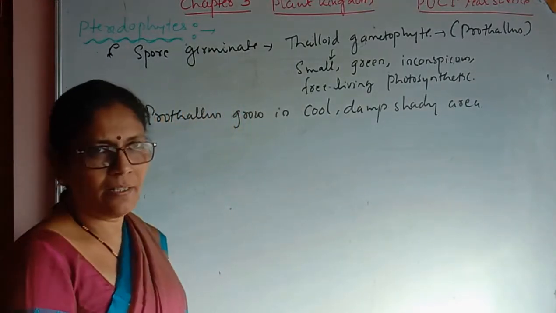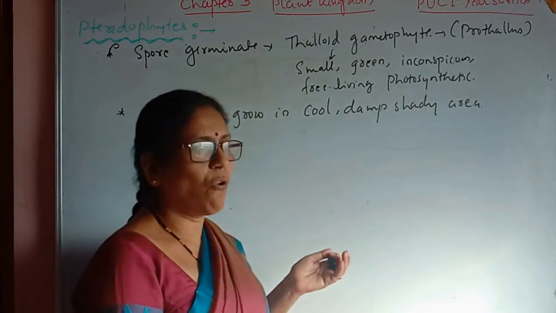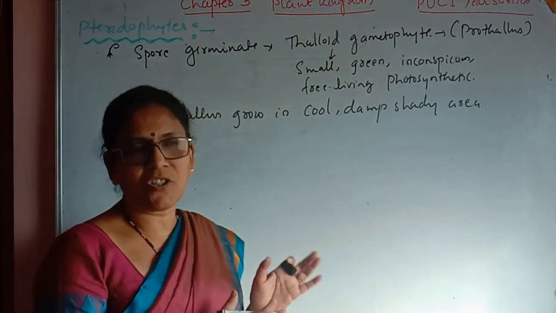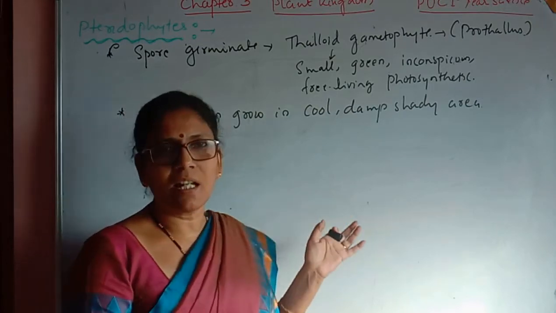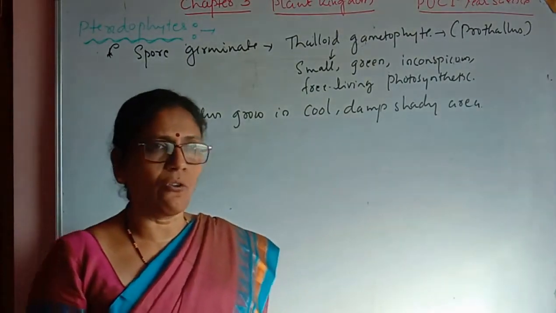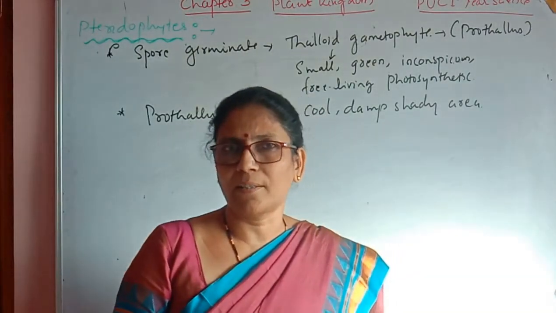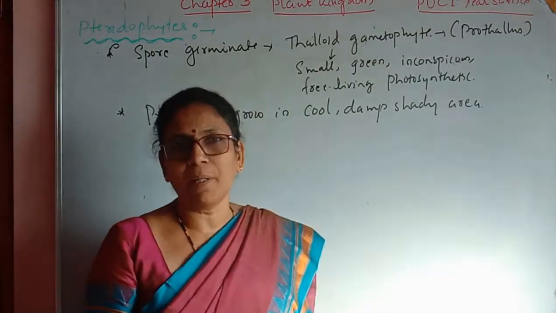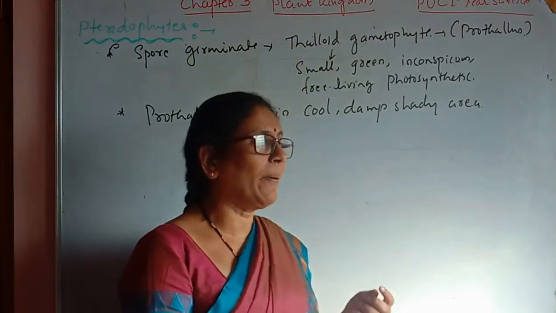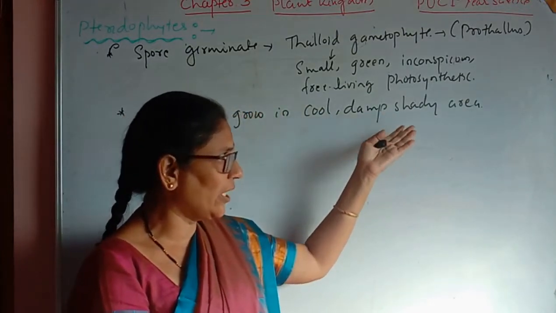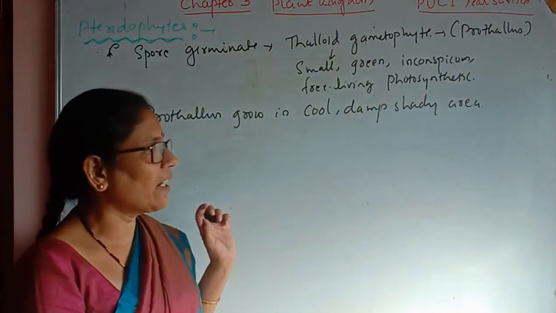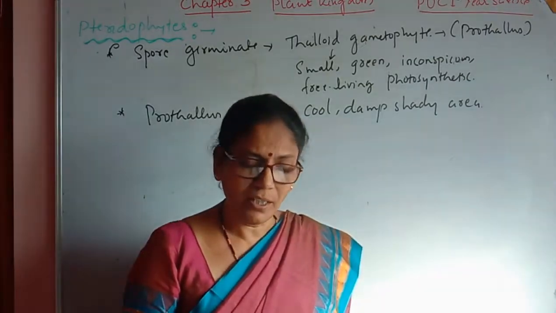Because of this requirement and also the need of water for fertilization, the pteridophytes are restricted to a very narrow geographical area. So that's why we do not usually see pteridophytes widespread on all parts. For the development of prothallus they need a cool, damp, shady place, and they also require water for fertilization.